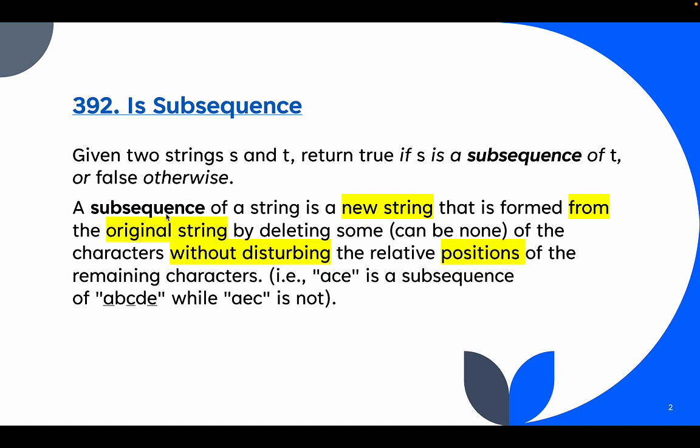By definition, a subsequence of a string is a new string formed from the original string by deleting some of the characters without disturbing the relative positions of the remaining characters. For example, the string A, C, E is a subsequence of the string A, B, C, D, E, because S respects the order of characters in T. So S is a subsequence of T, and we return true in this case.